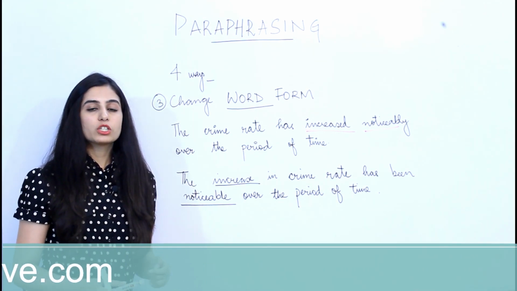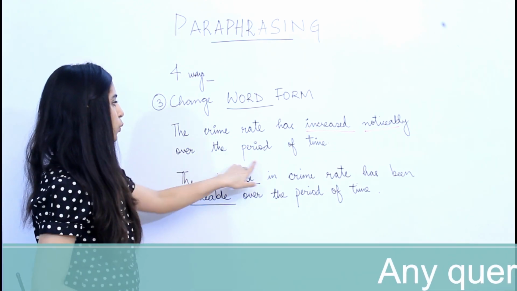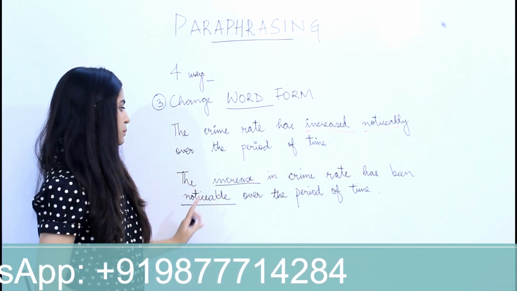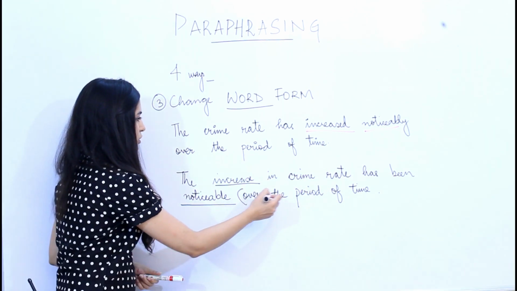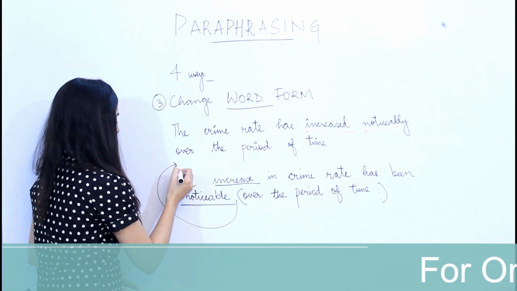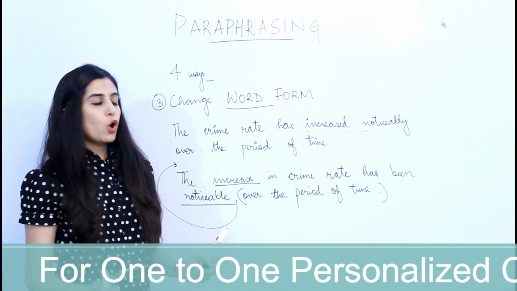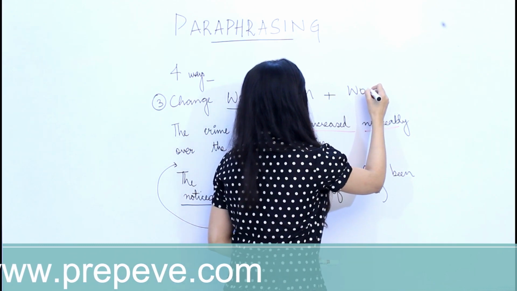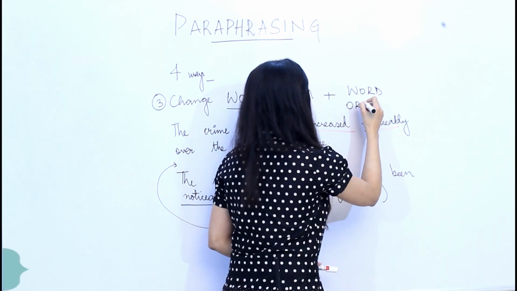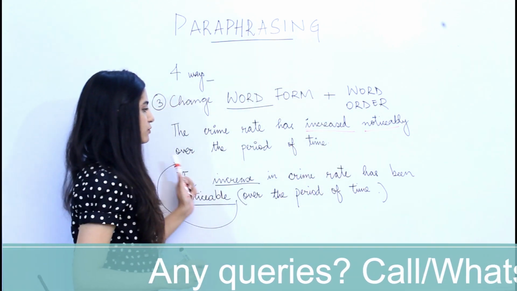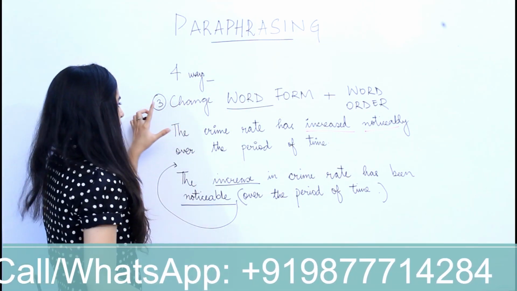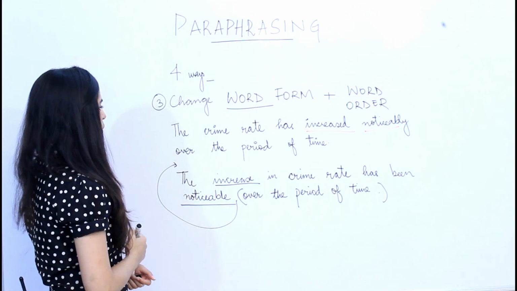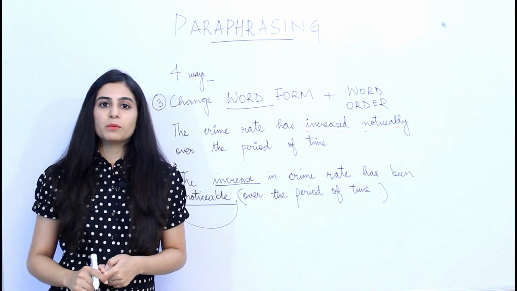And if you want to change the word order, in this case you can start with over the period of time. So it would become over the period of time the increase in crime rate has been noticeable, right? If you start your sentence with this and then continue, it would be a combination of changing word form plus word order. So there are multiple ways of doing it. We have combined the two, right? Have a look at it. If you have any questions, you can put them down in the comment section below and I'll help you out with those. Let's move on to the fourth and the final method.